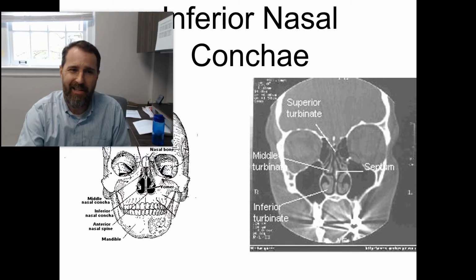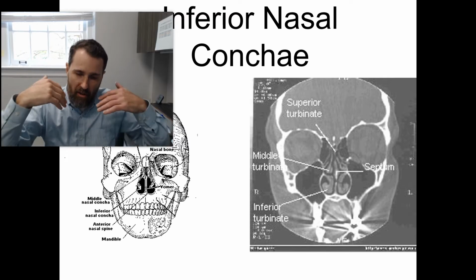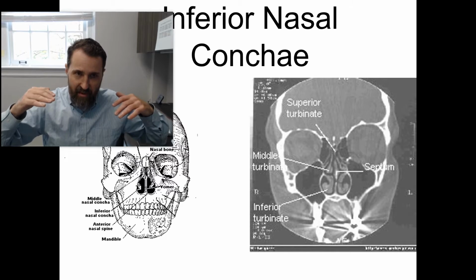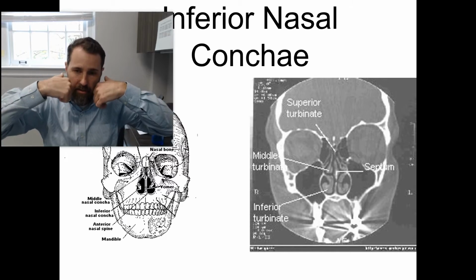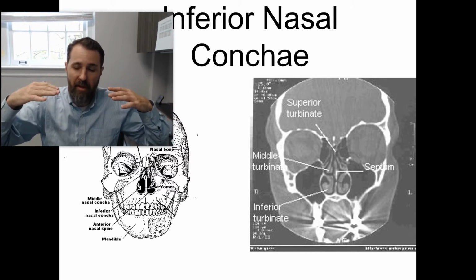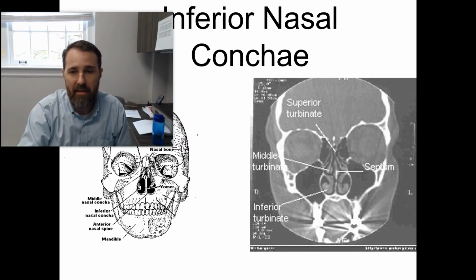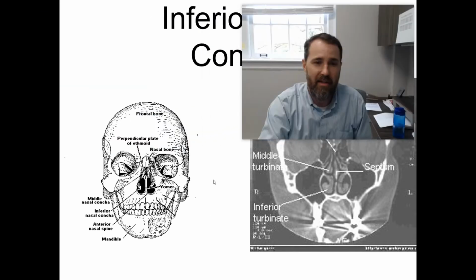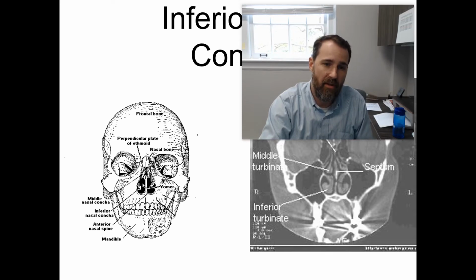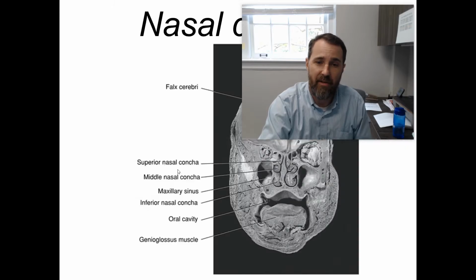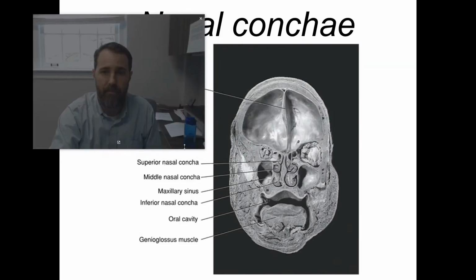So usually anytime you're looking at a skull, you're going to see the inferior nasal conchae curling medially from the sides of the nasal cavity. So in this image here of this skull, you always see these two little bones right there. That's the inferior nasal conchae.